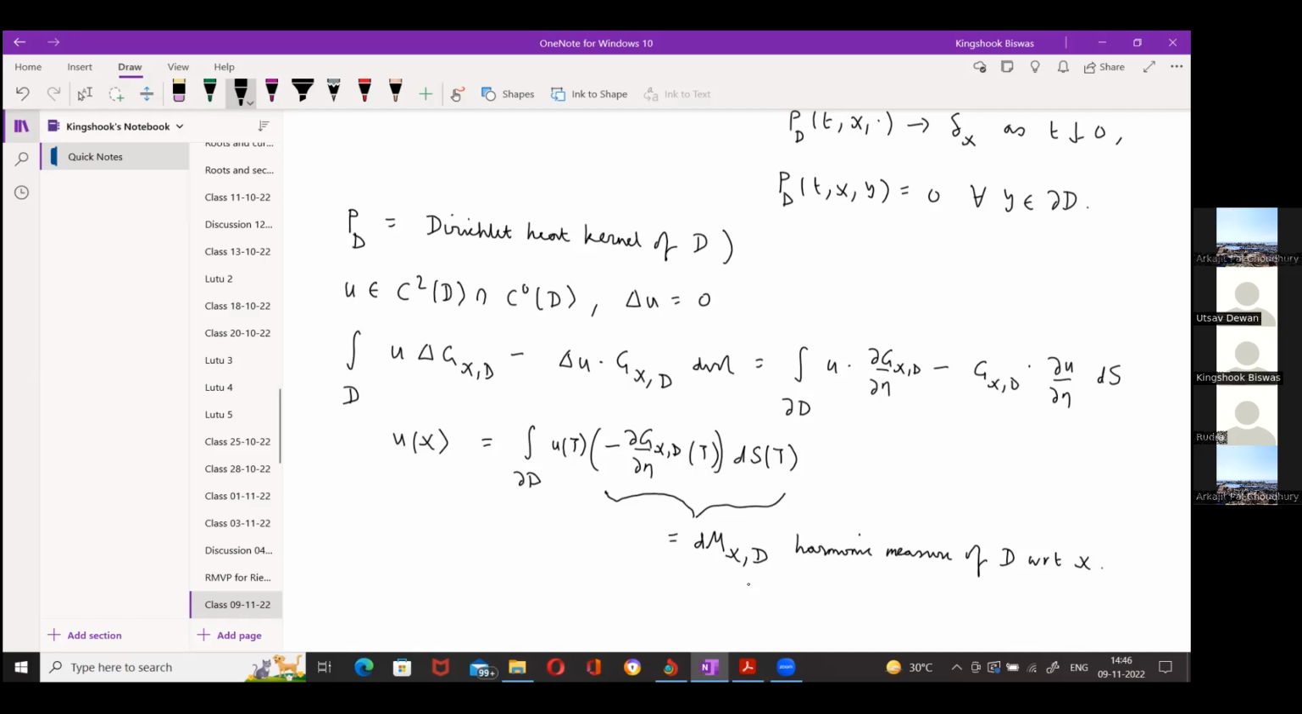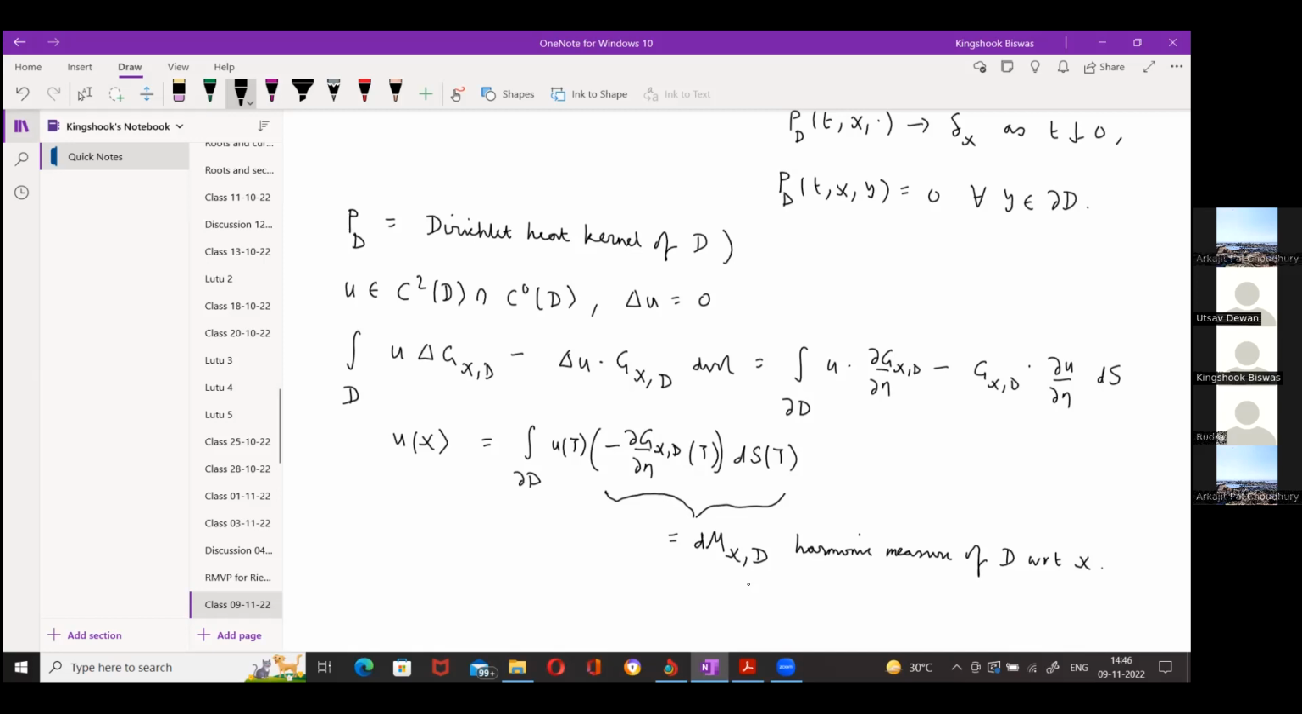We will show later, using the Perron method, that for any precompact domain in a Riemannian manifold with C2 boundary, the Dirichlet problem is solvable. So we just need a C2 boundary and then the Dirichlet problem will be solvable.